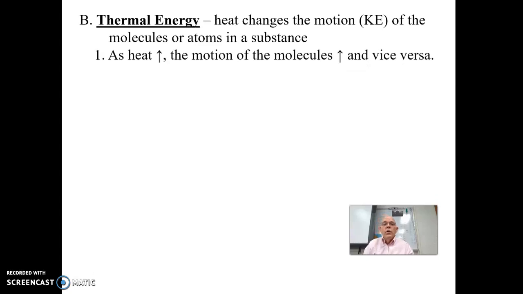So thermal energy or heat is basically a type of kinetic energy. As the heat increases, the motion of the molecules increases. As the heat decreases, the amount of heat energy decreases, the molecules get slower and slower. In fact, we'll talk about this later, but the lowest heat you could have is where the molecules don't move anymore.